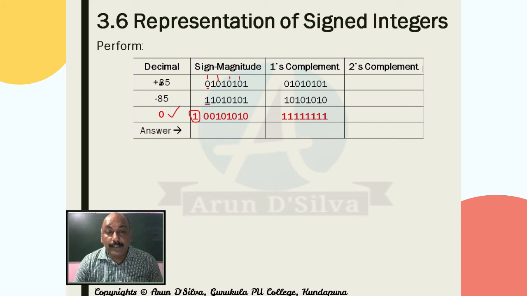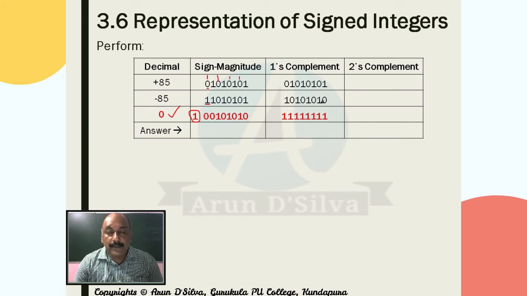So that is plus 85. Here also 0 1 0 1 0 1 0 1 is there. In ones complement also 0 1 0 1 0 1 0 1 is there. Now minus 85, how are we representing it in the ones complement method? We are just flipping the given number. So 1 became 0, 0 became 1, 1 became 0. We just flipped all the digits.